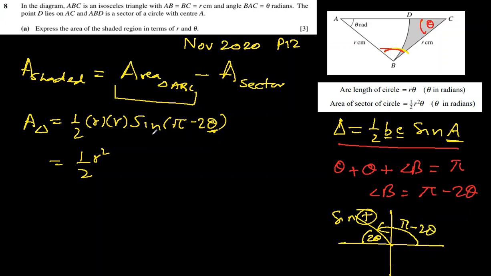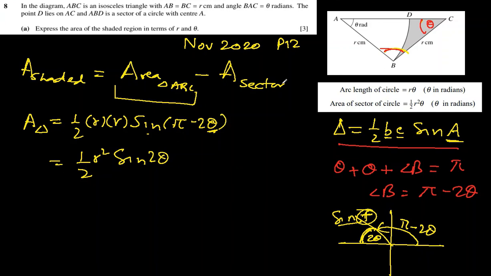So sine of pi minus 2 theta is actually sine 2 theta, because in the second quadrant sine is equal to the acute angle in that quadrant and it is positive, so no change. So pi is gone. Now we can write it as just sine 2 theta. This is the area of the triangle.